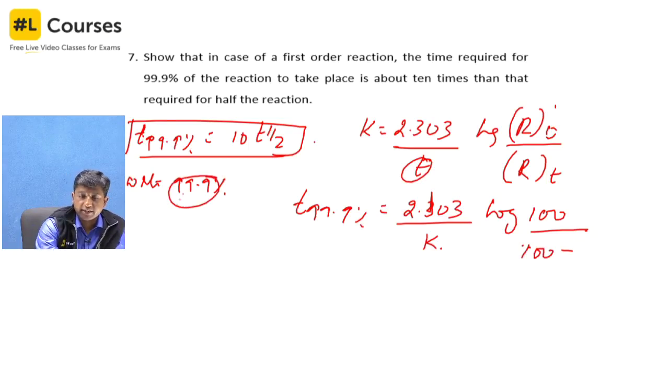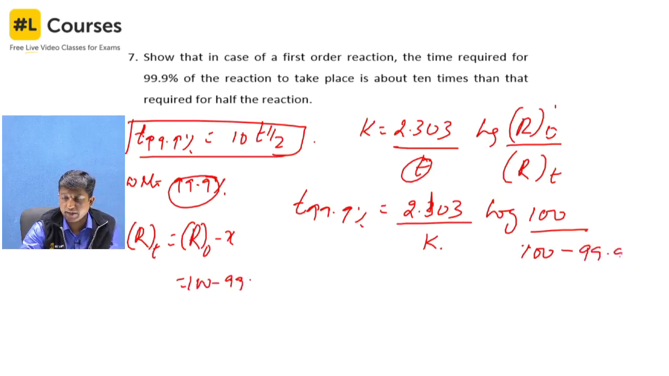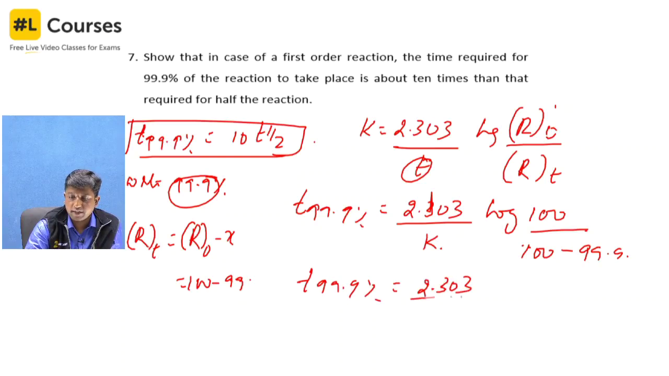So the change in the concentration R t we can take it as R naught minus x. R naught is 100 minus 99.9%. So t 99.9% will be equal to 2.303 divided by k. If you simplify this, what is the answer you are going to get?